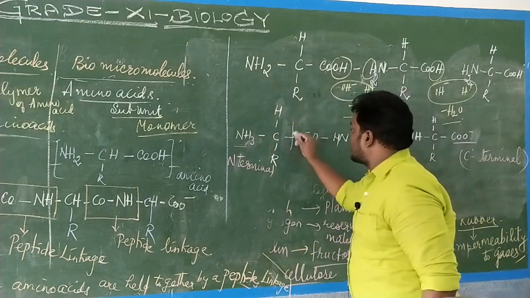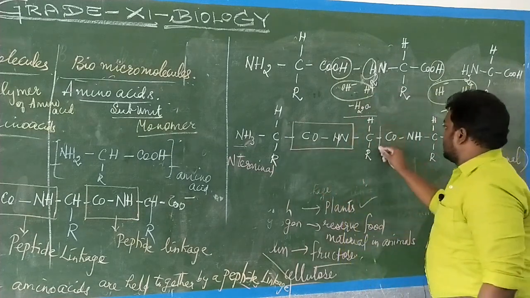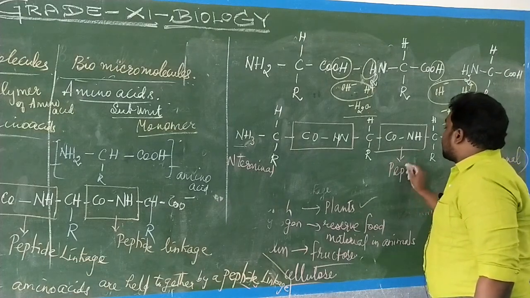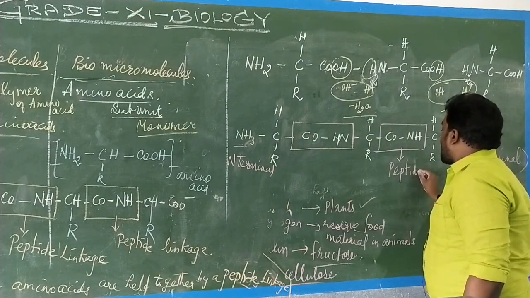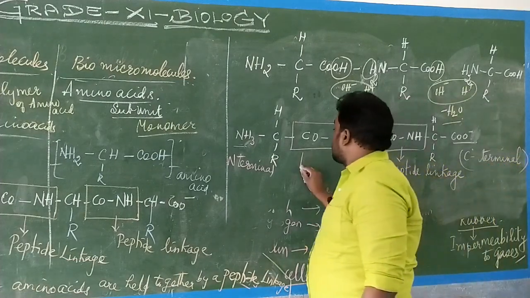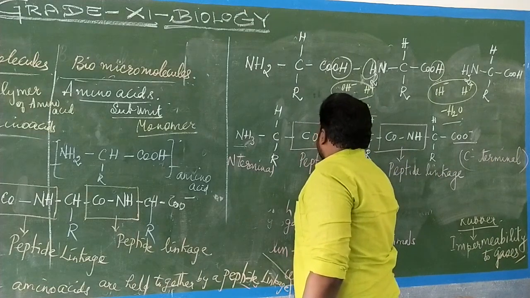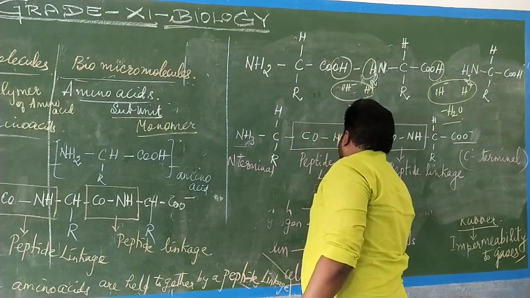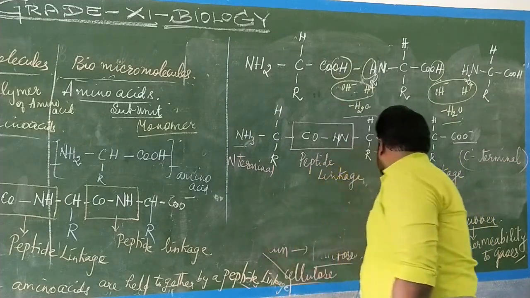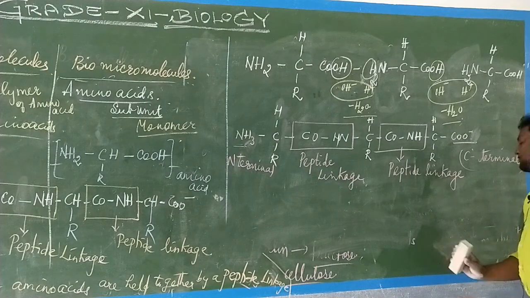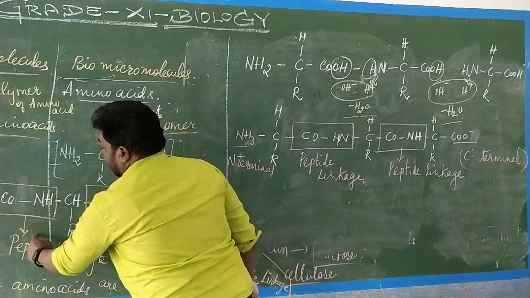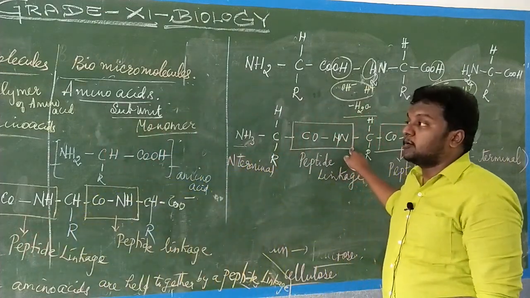Now see, amide formation, peptide formation, CONH. This linkage is called as peptide bond or peptide linkage. Same structure only I have drawn here. So how did the peptide linkage come? Due to the elimination of a water molecule.